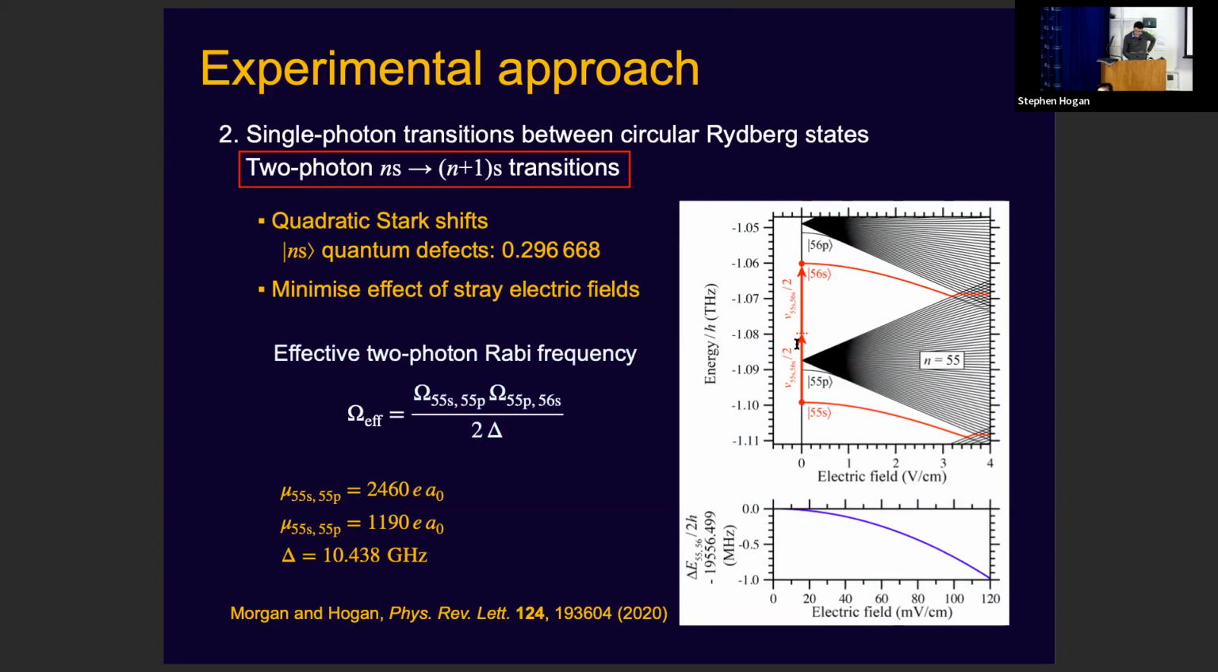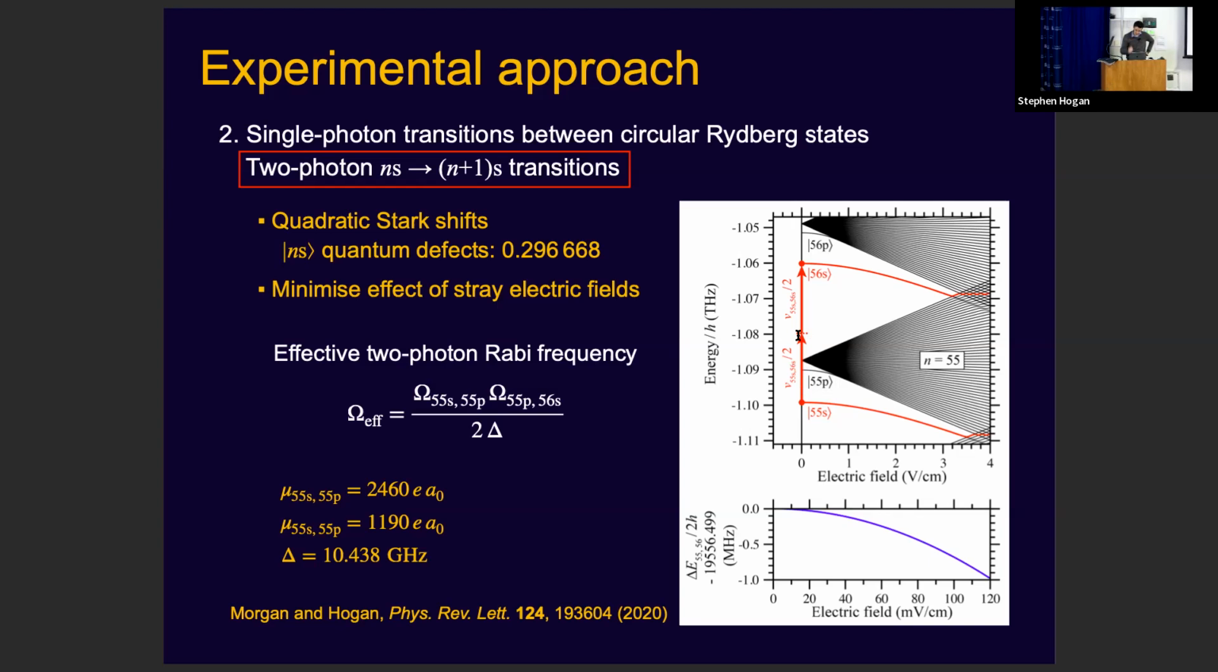And here then the 2 photons are at about 19.5 gigahertz. And so in this 2 photon transition, we can write an effective Rabi frequency that's the product of the Rabi frequency from the initial state to the intermediate state. And here the intermediate state is the nearest P state. So in this case, it's the 55P state. So we're effectively driving a very off-resonant transition from the 55S to the 55P state.